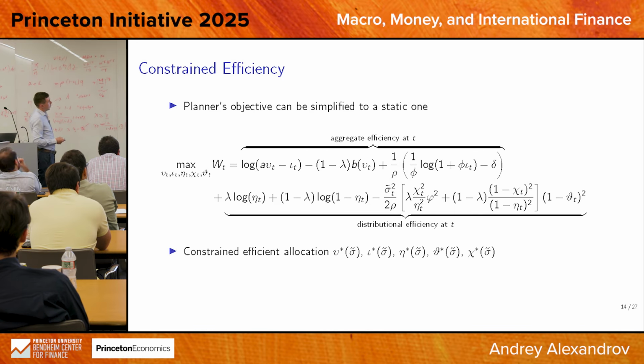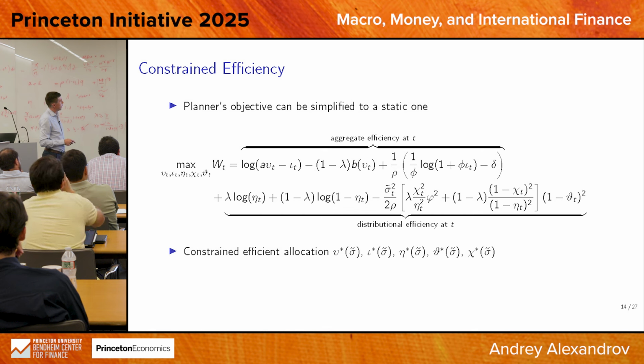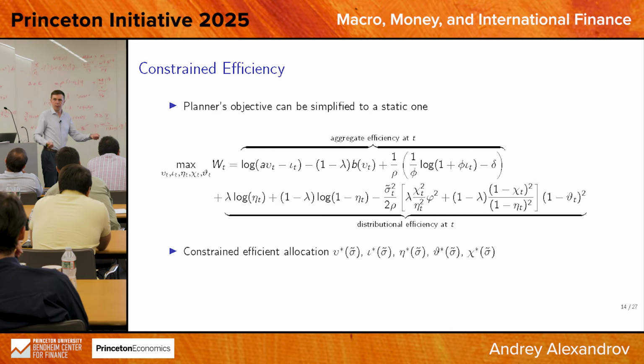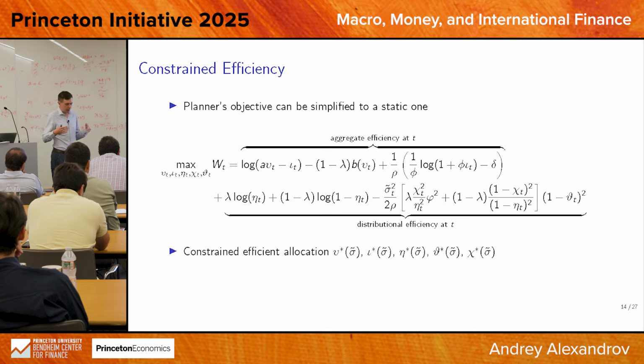And then there's the second line, which we call distributional efficiency. That is a bit more tricky, or more interesting, because first you have these two terms, lambda log eta plus 1 minus lambda log 1 minus eta. That is basically just the distribution of consumption across the two sectors. This is maximized if you smooth consumption across the two sectors, taking the lambda Pareto weights into account. So it's maximized if eta is lambda and 1 minus eta is 1 minus lambda. You want smooth consumption, but you keep in mind that you have different Pareto weights.